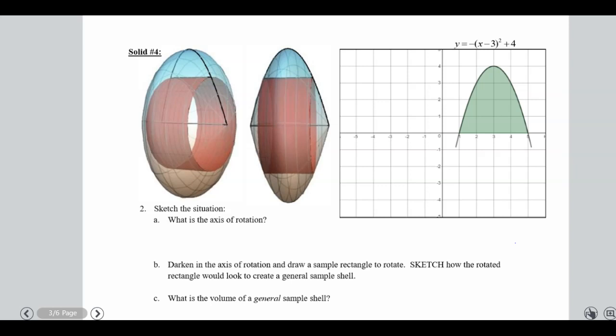Hey everyone, welcome to the second video on cylindrical shells. In this one we'll be going through another example and then talking about shells versus washers scenarios. Just a quick recap.